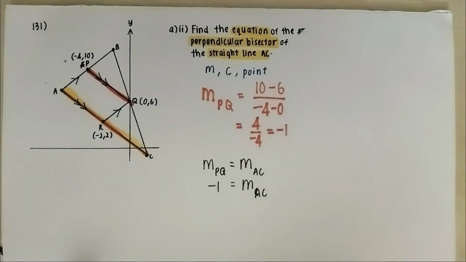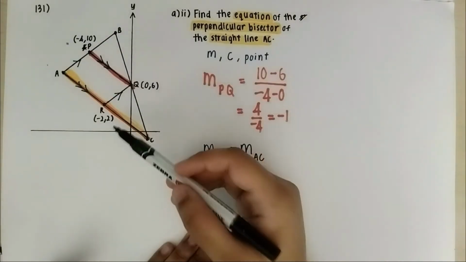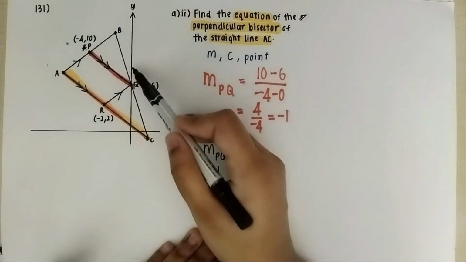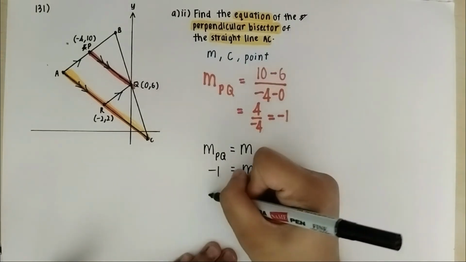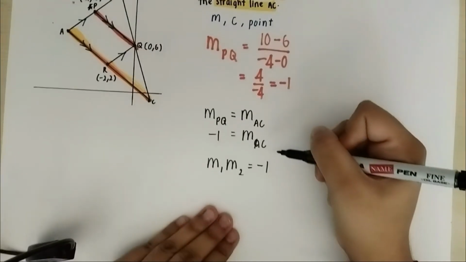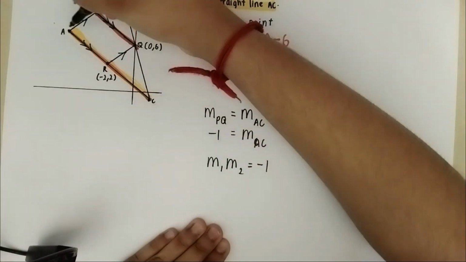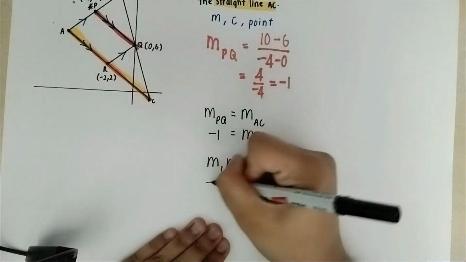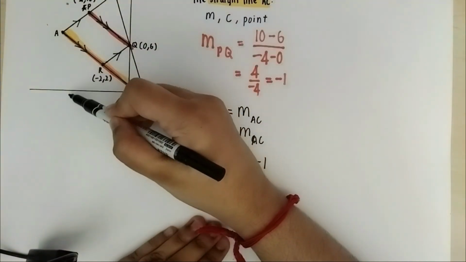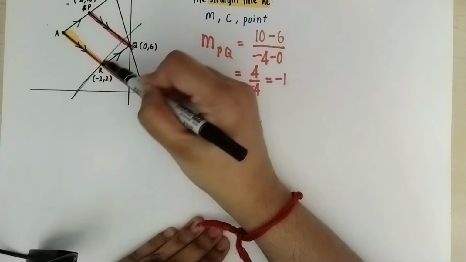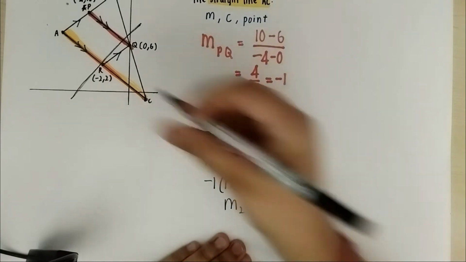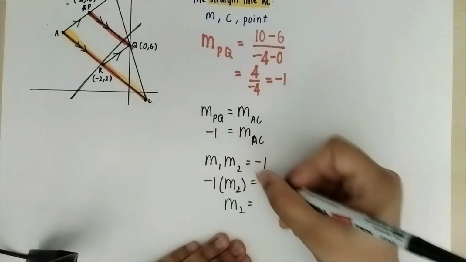Okay. So, the next thing we need to find is the gradient of the straight line which bisects this straight line AC. So, we should use this formula. And we know that the gradient of this straight line AC is -1, and we have to find the gradient of the line which bisects this straight line. So from here, we can find the gradient of this straight line is equal to 1.